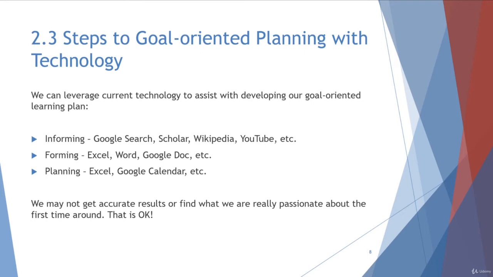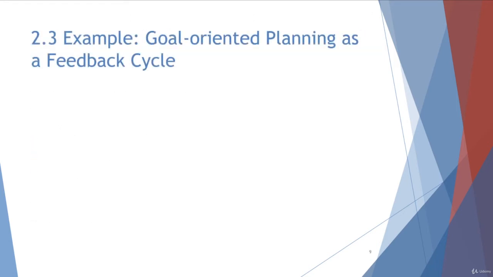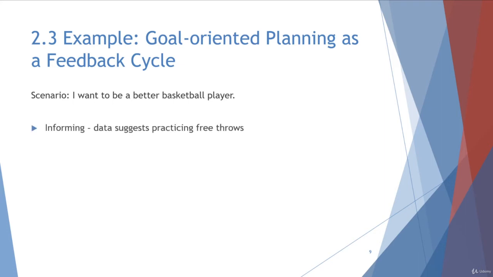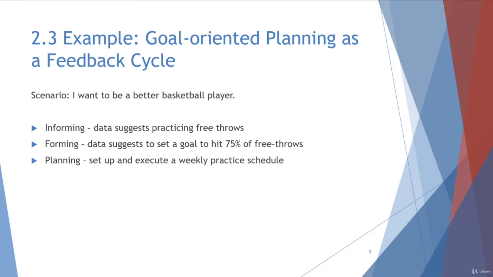If you are still confused about the concept of a feedback cycle, consider this example. I'm interested in becoming a better basketball player, but in order to do so, my data gathering activities suggest that I should practice. More specifically, the data I gathered suggests that I should consider setting a goal to practice the free throw until I can consistently hit 75% of my free throws. I set a plan, which includes a weekly schedule where I set out to accomplish this goal by some date and log all of my results in the process.